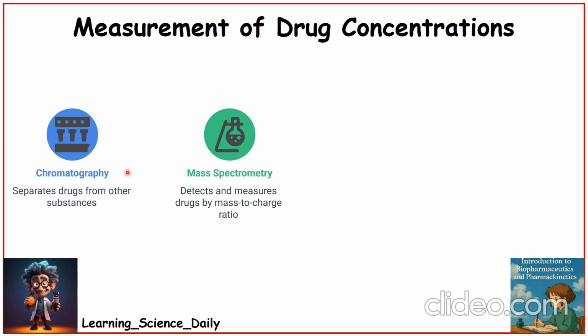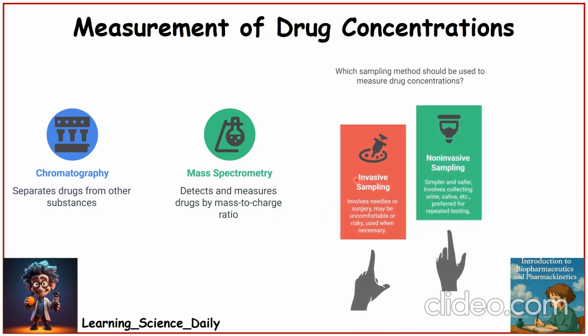Chromatography helps separate the drug from other substances in the sample that could interfere with the results, while mass spectrometry detects and measures the drug molecules by identifying their unique mass-to-charge ratios. These techniques are carefully validated to ensure the results are reliable, which is essential not only for research but also for monitoring drug levels in patients during treatment.